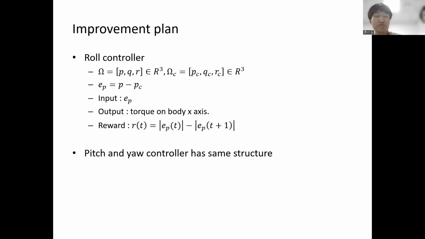For the roll controller, let the components of the current angular velocity omega and angular velocity command omega_c be as follows. The error is defined as e_p is p minus p_c, and the output is torque applied on the body axis. The reward is defined as the difference between the current and next norm of the error. The pitch and yaw controllers have the same structure as the roll controller.